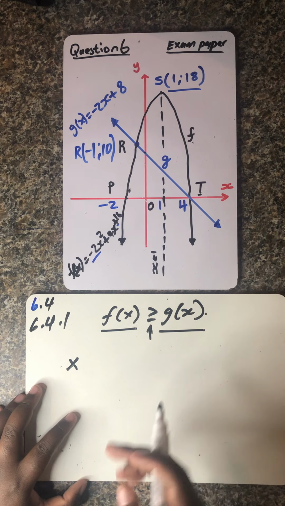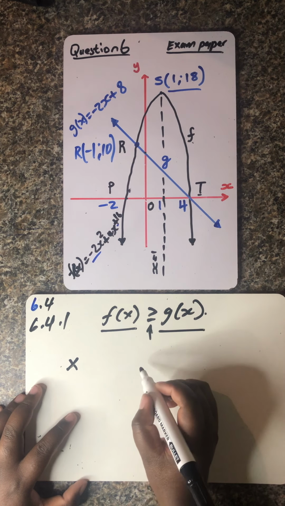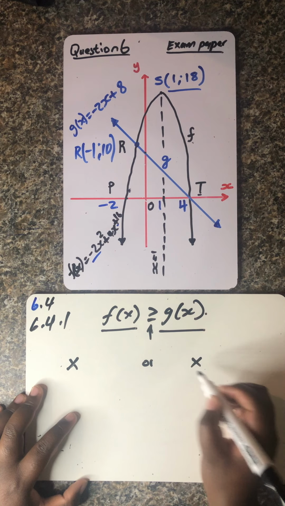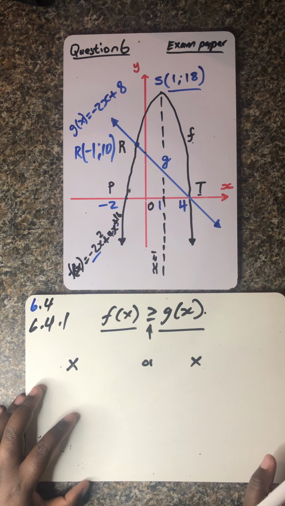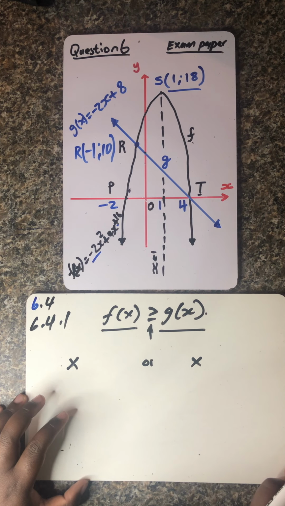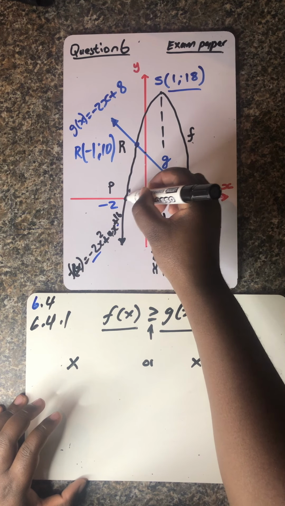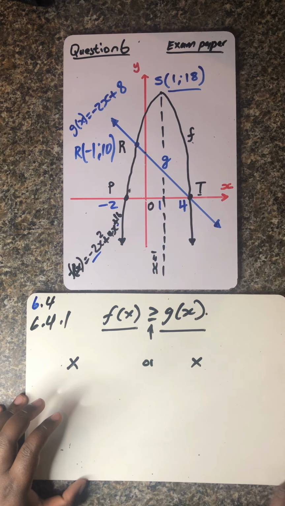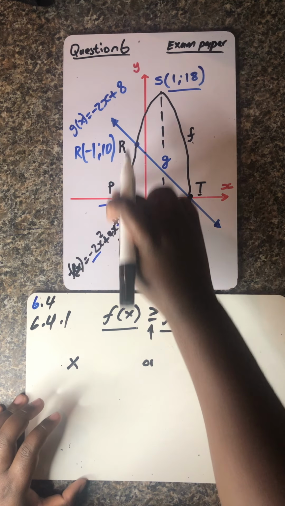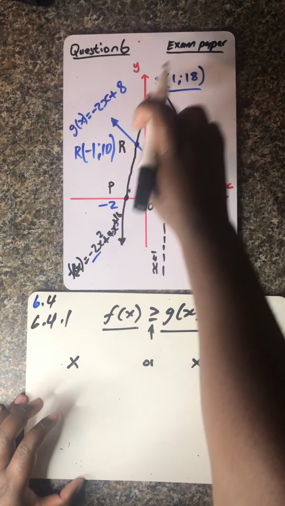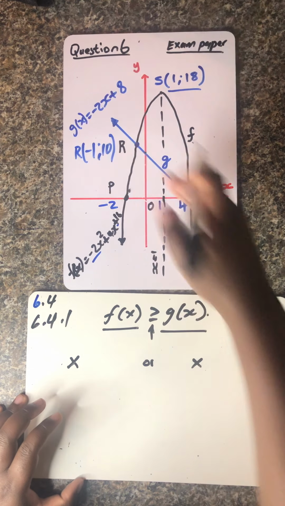So that means they want the x values. Okay, so you'll have that x value and then the other x value. Ladies and gentlemen, you can just try to substitute to check where you get positive numbers and again where you get negative numbers. One thing for sure, between these 2 points, between there and there, this is where you should get the graph of f greater than that straight line.